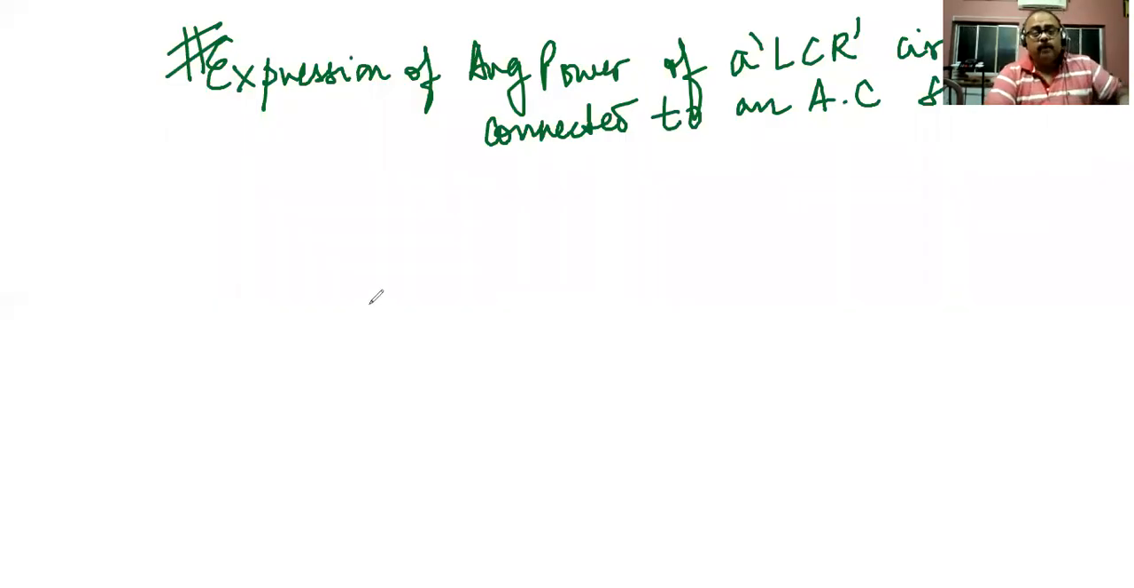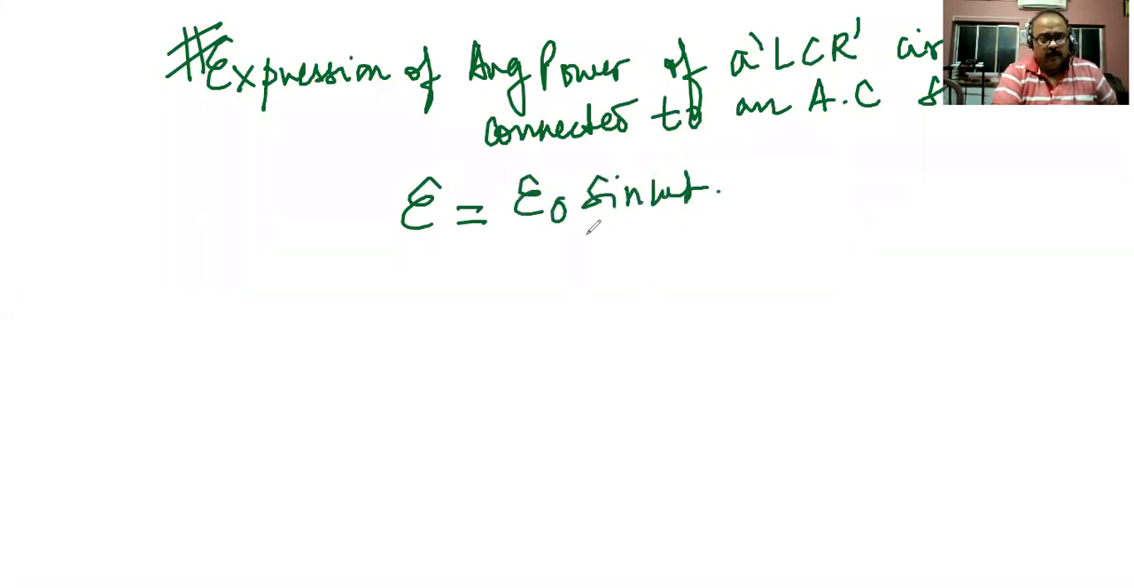Here we will find out the expression of average power of an LCR circuit when it is connected to an AC source. Let us consider that an AC source has an EMF that varies sinusoidally with time, E equals E naught sine omega t.